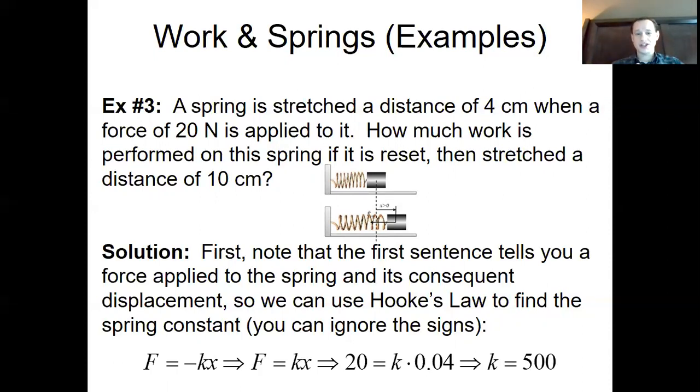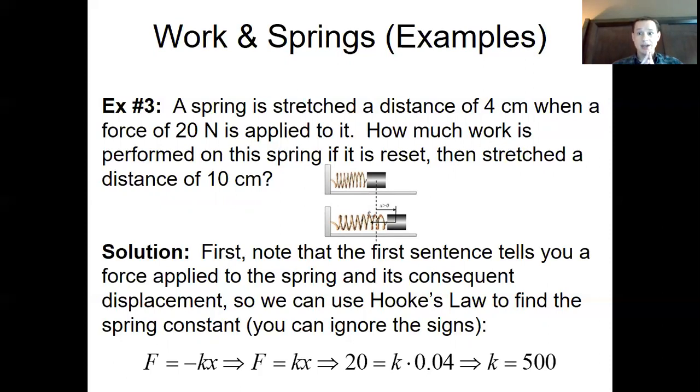Well, first note, the first sentence tells you the force applied to the spring and its consequent displacement, the change in position x. So you can use Hooke's law to find the spring constant. Now in practice, when you use Hooke's law, I would just drop the negative sign. You don't really need it. It's just there to say it's going the opposite direction. So F is, according to Hooke's law, negative kx, but we'll drop the negative sign. So we'll just use the equation F is kx.